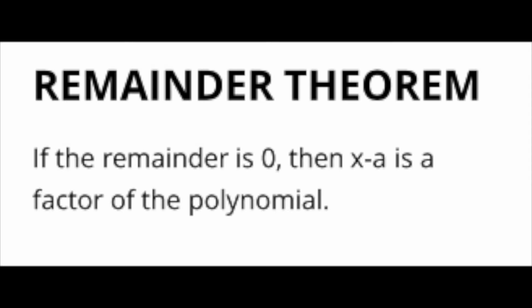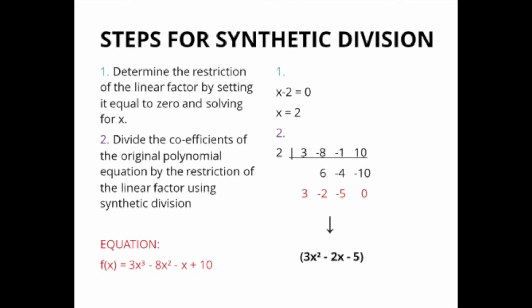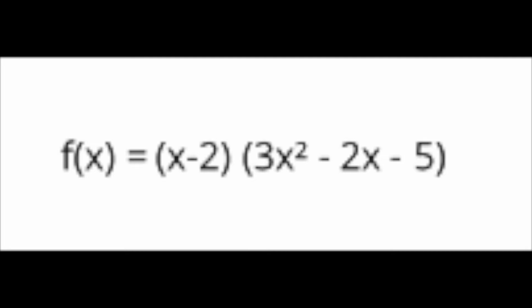This is because of the remainder theorem, which states if the remainder is 0, then x minus a is a factor of the polynomial. We know that x minus 2 is a factor of the polynomial, so therefore the remainder should equal 0. The bottom line, 3, negative 2, negative 5, represents 3x squared minus 2x minus 5. This equation is the other factor of the original polynomial equation of f of x equals 3x cubed minus 8x squared minus x plus 10.